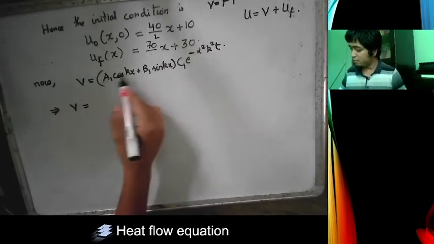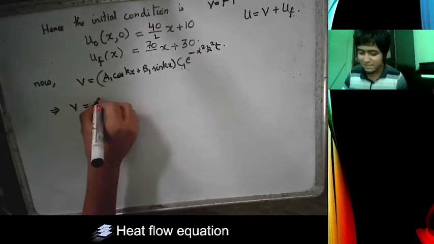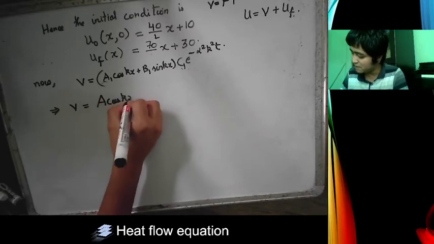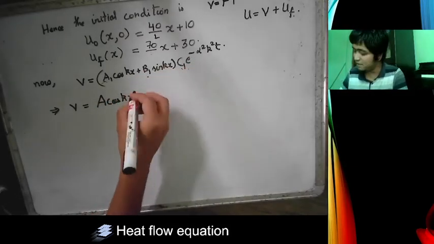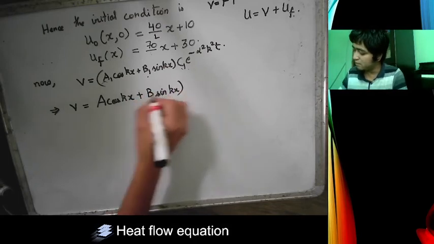Okay, so A1, C1 will be a constant. Multiply this constant over here. So A1 and C1 is still a constant. I can denote it with A cos kx. B1, C1, again, will be a constant. So I can denote it with B sin kx.